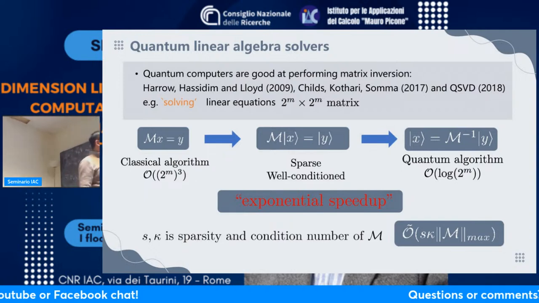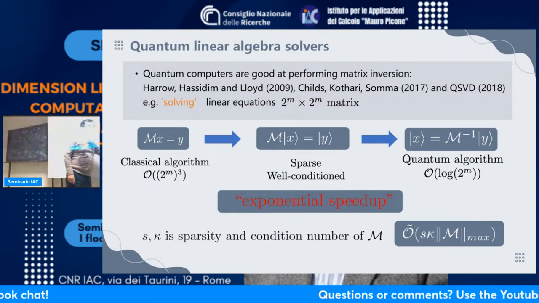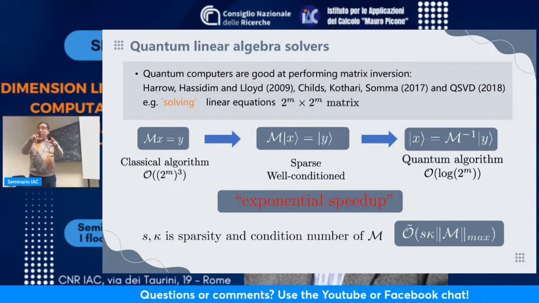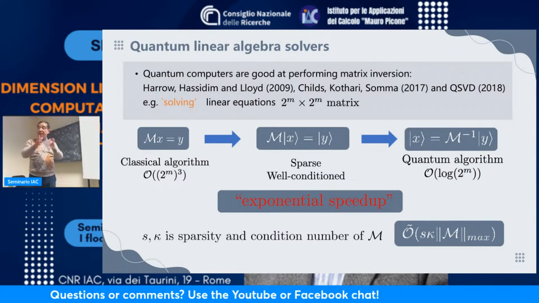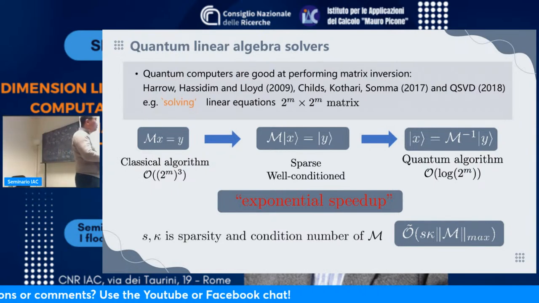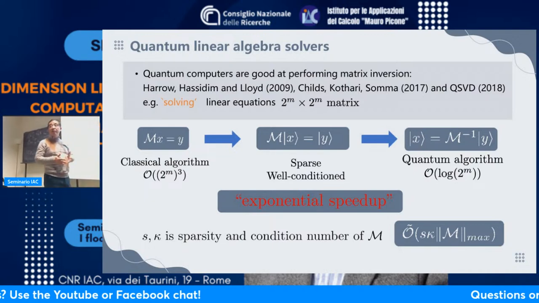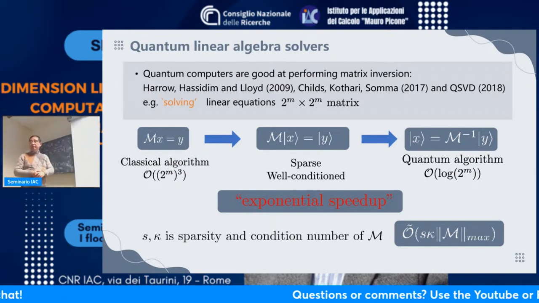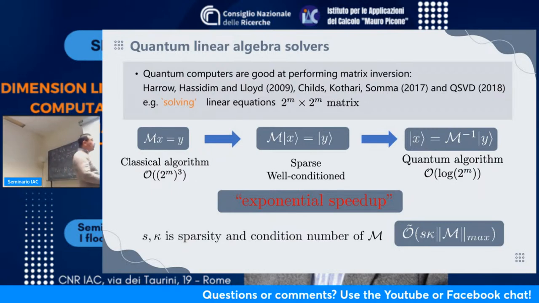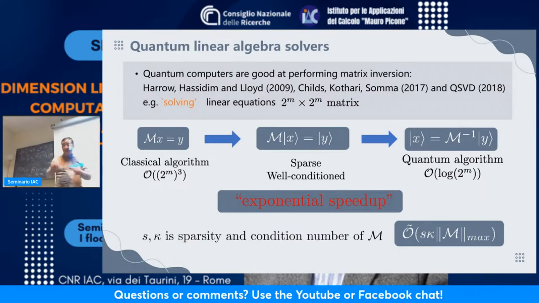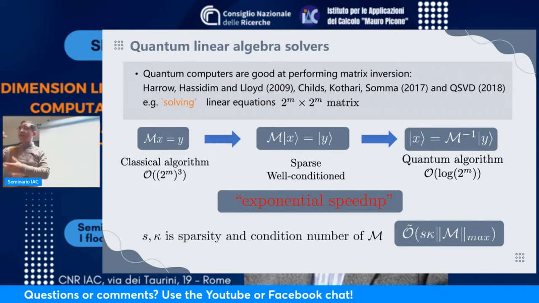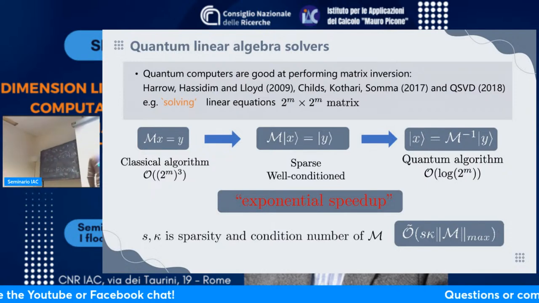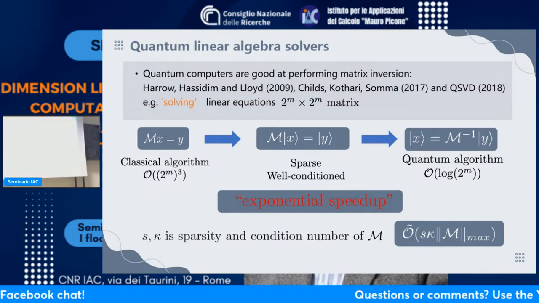And the complexity actually depends on the maximum norm of the matrix, which is basically the largest entry in absolute value, of course. Kappa is the condition number, so it's basically the largest eigenvalue divided by the smallest eigenvalue. And s is the sparsity, meaning the number of non-zero entries in a row and a column. So that's the complexity of this algorithm.